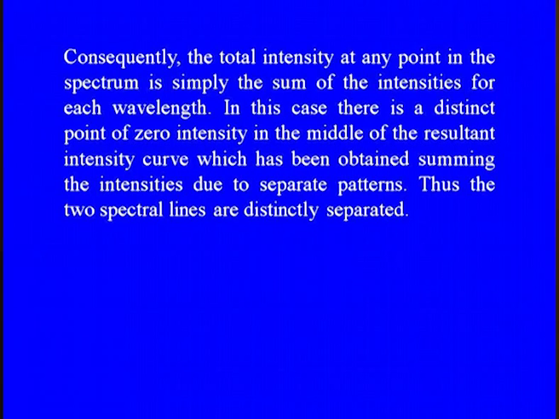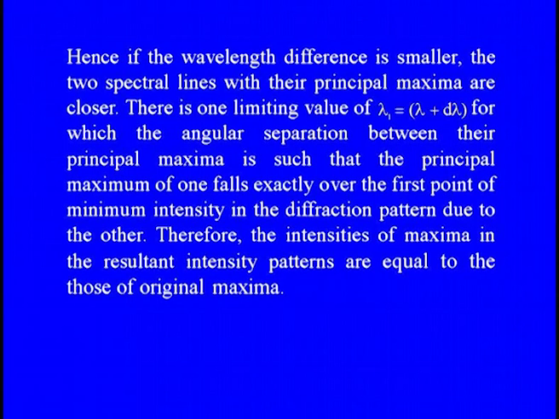In this case, there is a distinct point of zero intensity in the middle of the resultant intensity curve, which has been obtained by summing the intensities due to the separate patterns. Thus, the two spectral lines are distinctly separated. Hence, if the wavelength difference is smaller, the two spectral lines with their principal maxima are closer.